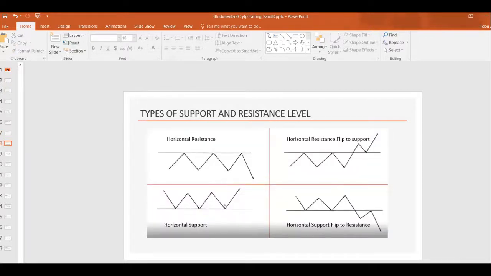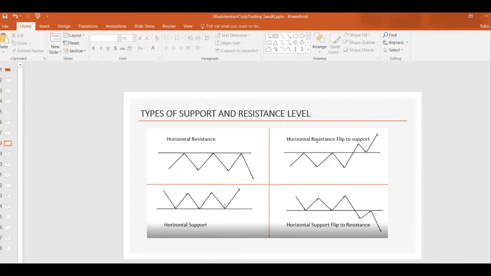Okay, so what are we saying? This is a horizontal resistance line. We can see price went high, it hit the horizontal line, it came back. Went up again, hit the horizontal line, it came back. So this is a horizontal resistance line only. Why is this a horizontal support line only? We can see price came down, the support line held it, price went up, came down again to the support line, went up, came back again to the support line. Now this is horizontal resistance, horizontal support.